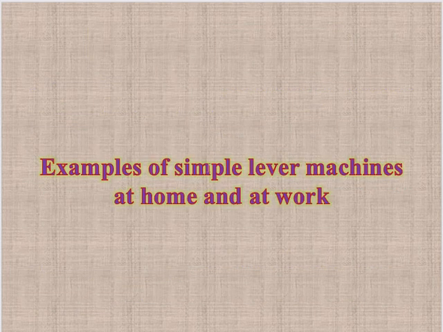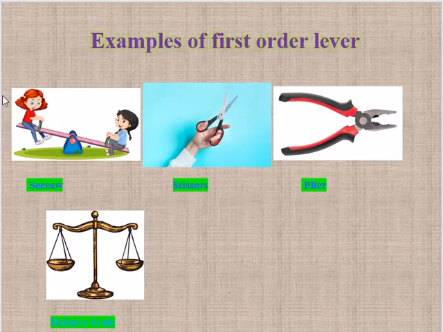Now look at further examples of simple lever machines at home and at work. Look at these examples of first order lever. Seesaw, first order lever. As you know, in first order lever, fulcrum is between effort and weight. Scissor is a very good example of double first order lever. Plier is also a double first order lever example. Balance scale, because a state of equilibrium can be achieved.